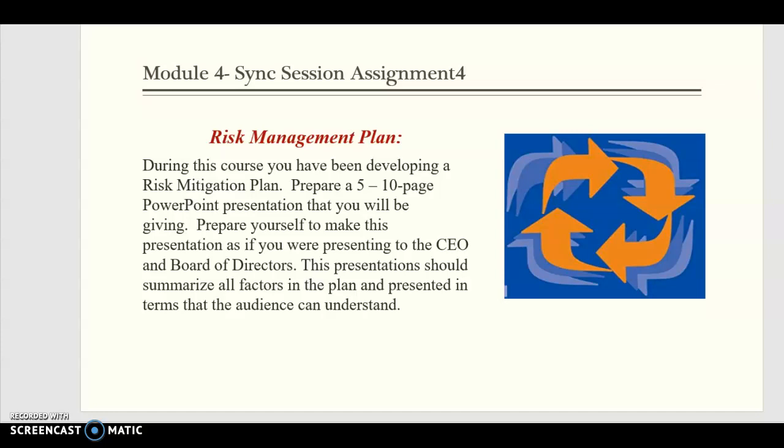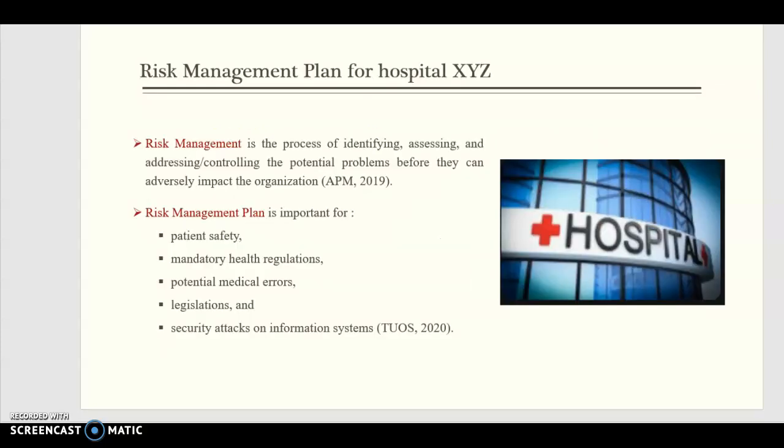So, the topic was to come up with a risk management plan for a hospital, identifying the risks, coming up with the controls and recommendations. Risk management is a process of identifying, assessing, and controlling potential problems before they can adversely impact an organization.